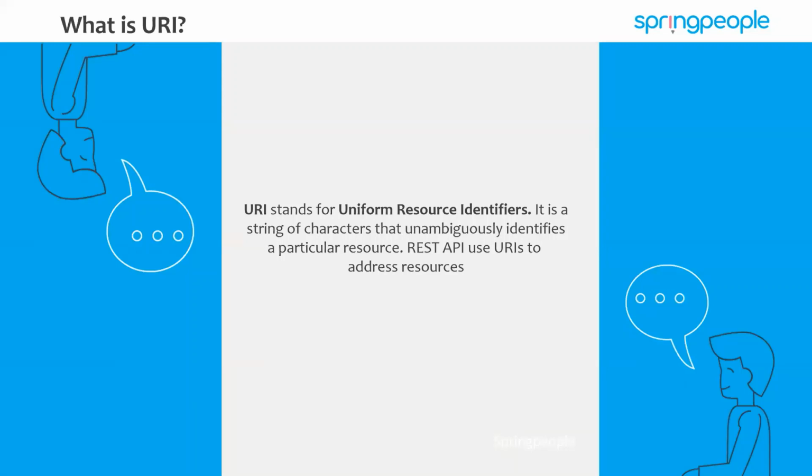URI stands for Uniform Resource Identifier. It is a string of characters that unambiguously identifies a particular resource. So to identify every endpoint uniquely, we use uniform resource identifiers. REST APIs use URIs to address resources.